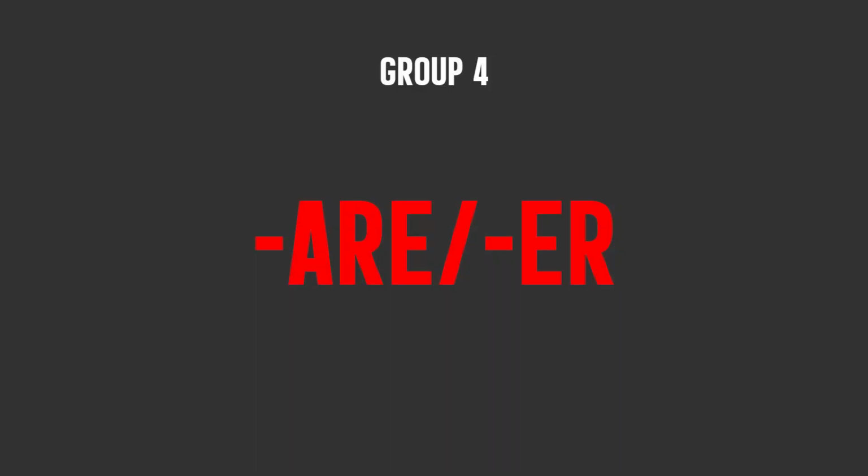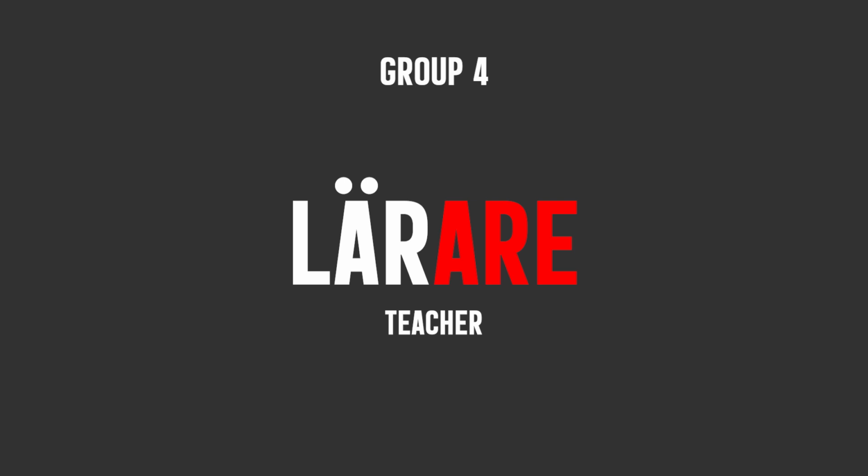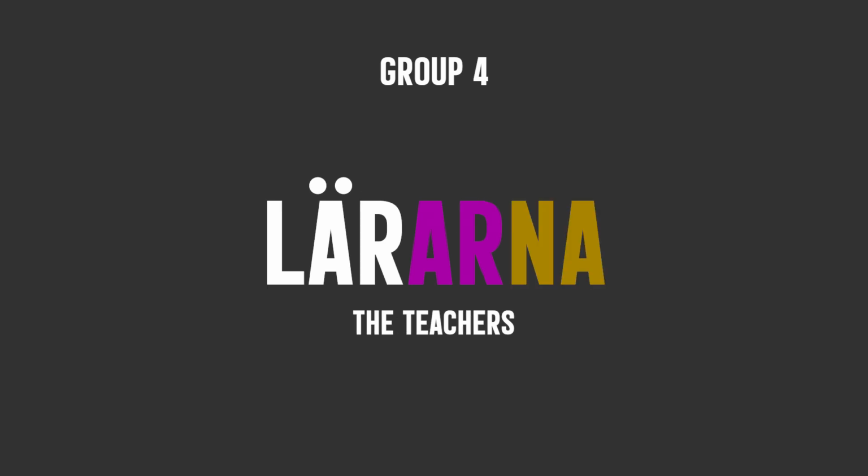Group number 4 contains words ending on are or er, so A-R-E and E-R. These endings are typically used with professions or something that you are. And they stay the same in plural. Completely the same. And in the definite plural, we will have that na ending on top of this. So for instance, we have lärare, which means teacher. In plural, we are talking about lärare. It's exactly the same. Now in the definite plural, the ending vowel, the E, gets dropped, and then we put na on that. So lärarna.